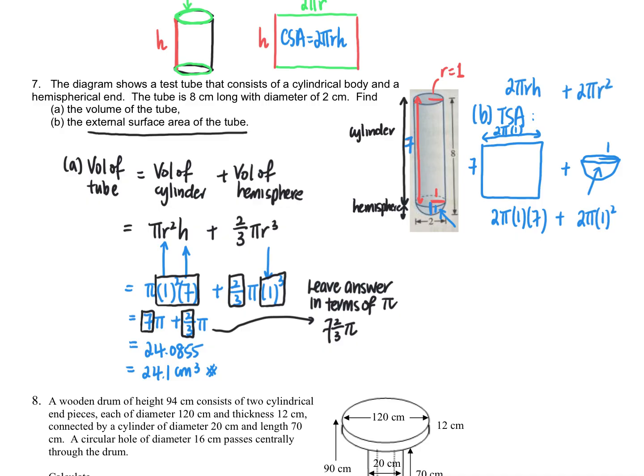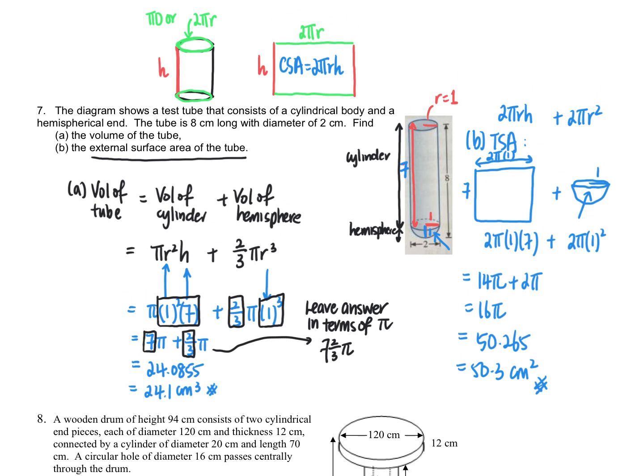So all I have to do is to add them up. If they want my answer in terms of pi, this is what I have, 16 pi. But if not, press the calculator. You will get 50.265. So 50.3 cm square.